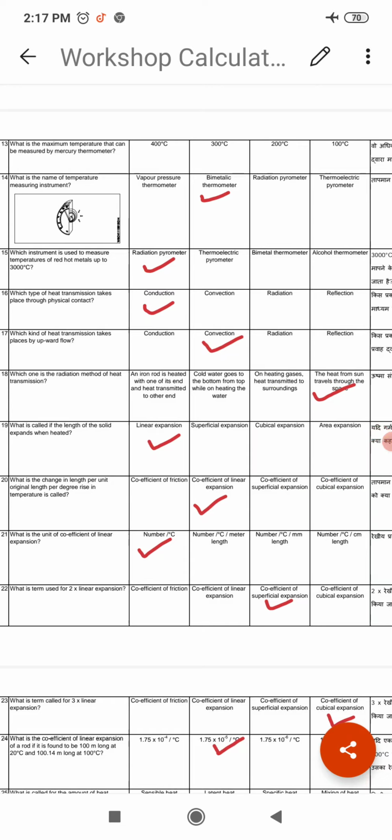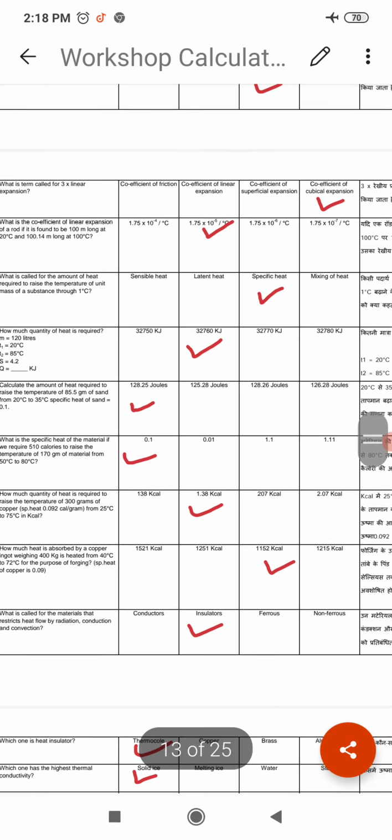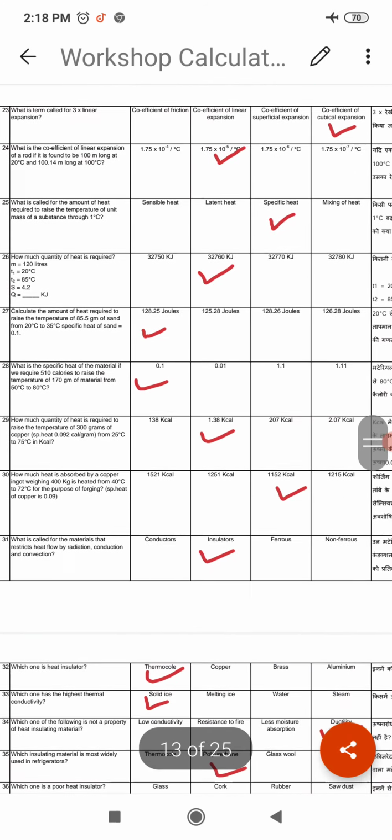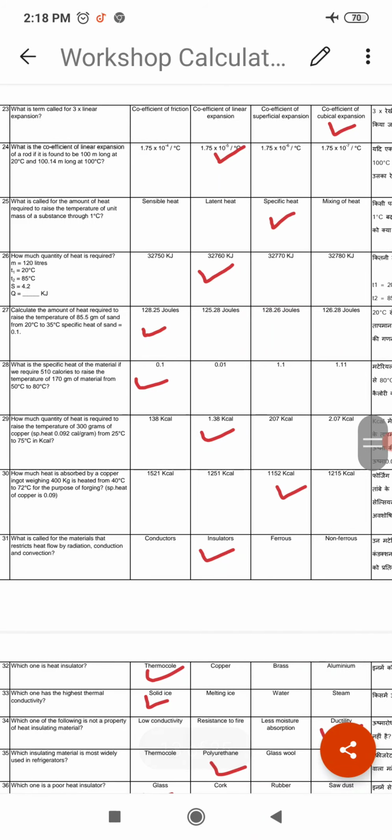What is the term used for 2 times linear expansion? Its answer is coefficient of superficial expansion. What is the term called for 3 times linear expansion? Coefficient of cubic expansion.